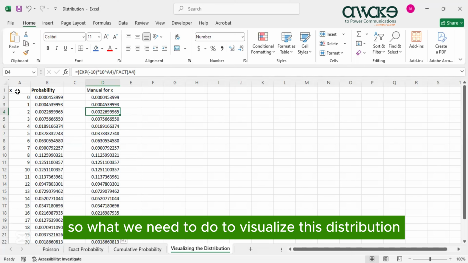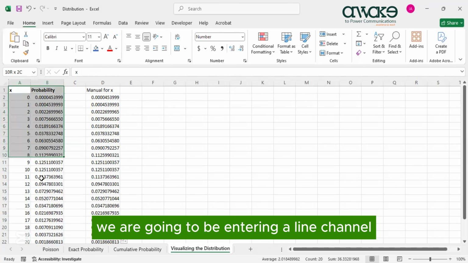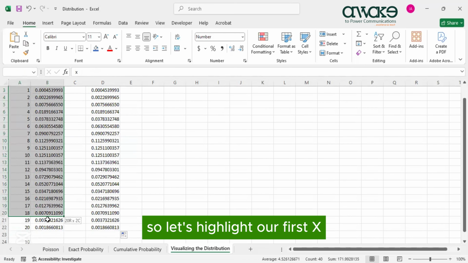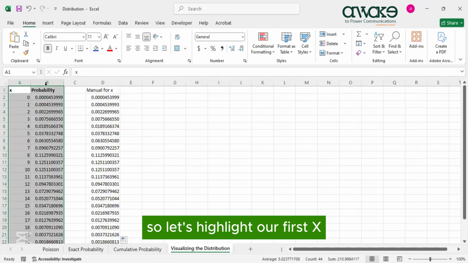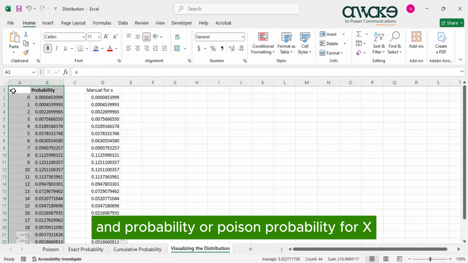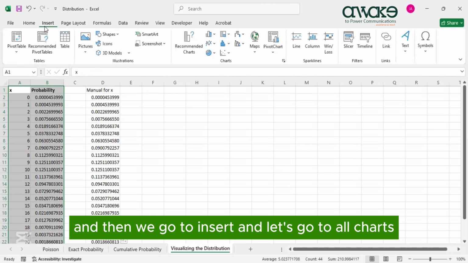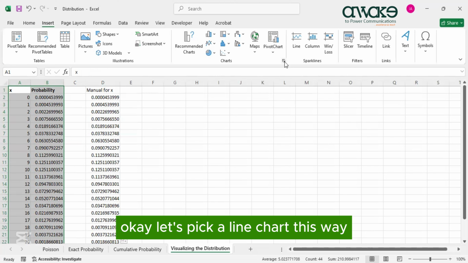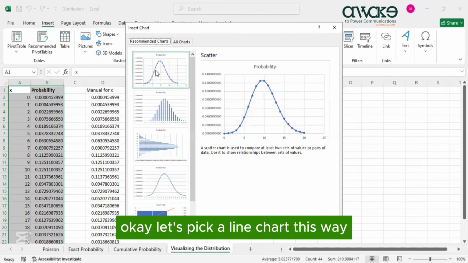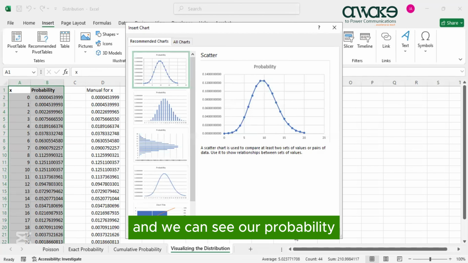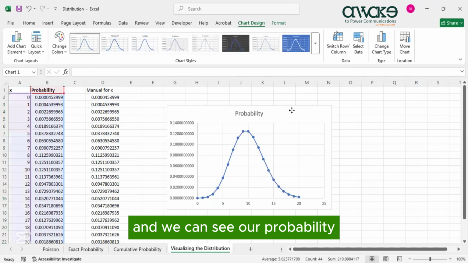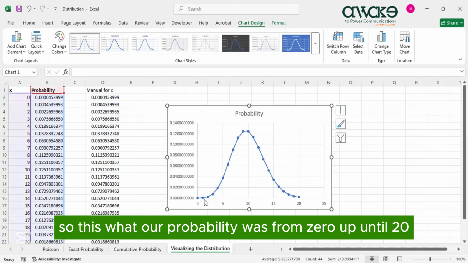So to visualize this distribution, we are going to be entering a line chart. Let's highlight our first x and our Poisson probability for x. Then we go to insert and go to all charts. Let's pick a line chart this way, and we can see our probability. So this is what our probability was from 0 up until 20.